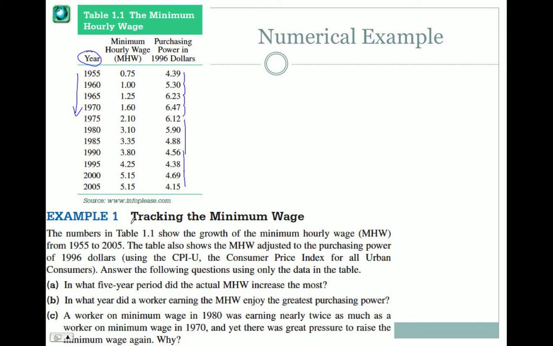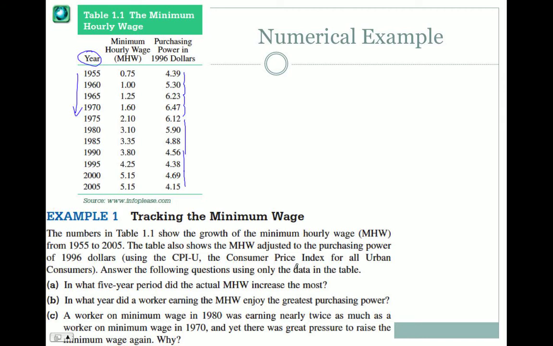In the book, we're looking at this example to answer some questions. We're tracking the minimum wage. The numbers in Table 1.1 show the growth of the minimum hourly wage from 1955 to 2005, and the table shows the minimum hourly wage adjusted to the purchasing power of 1996 dollars. We don't have to read all of that. We'll answer the following questions using only the data in the table. That is essentially how a numerical example works.